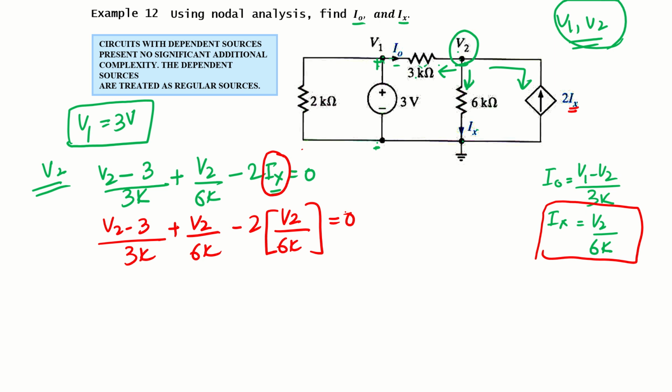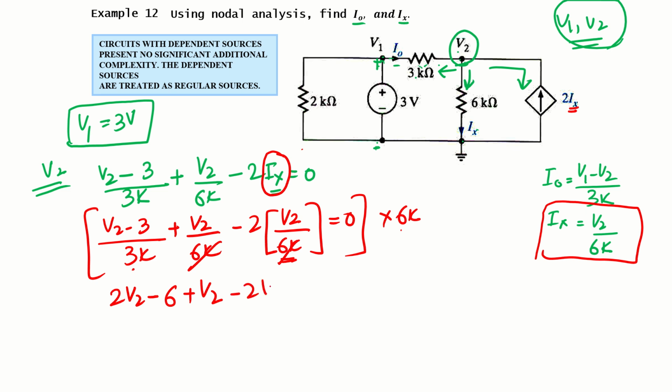Now this is a simple equation with one variable only. Let's simplify that by multiplying with 6k. Why 6k? It is the lowest common multiple of the values in the denominators. So 6k divided by 3k, we get 2. So 2 times V2 minus 2 times 3, which is 6. 6k, 6k cancelled, V2. 6k, 6k cancelled, minus 2V2 is equal to 0. So 2V2 plus V2 minus 2V2, this and this cancelled. So we have V2 equal to 6 volt.